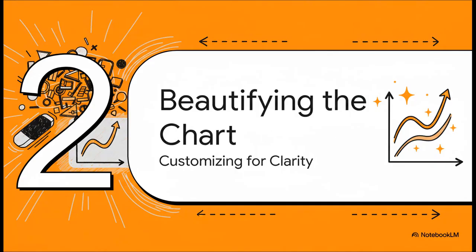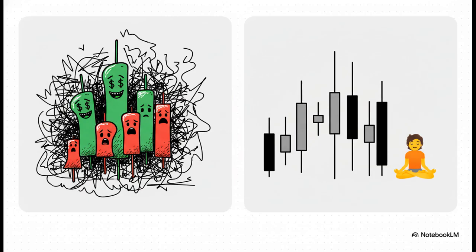Okay, now for the really fun part. We are going to completely transform how your chart looks. We're going to take it from that cluttered, distracting mess to a clean, professional canvas that's actually a pleasure to work on. The single biggest, most impactful change you can make? It's the candle colors. We are ditching the standard green and red that you see absolutely everywhere.